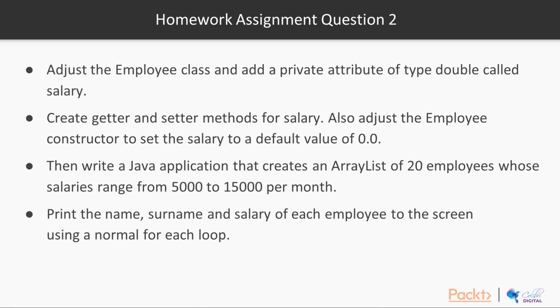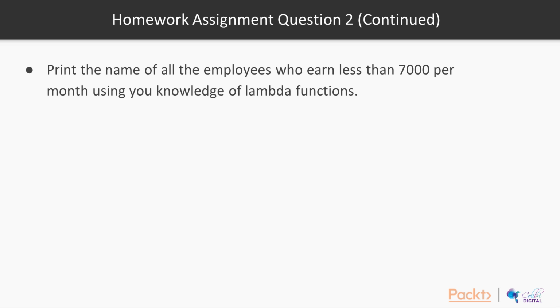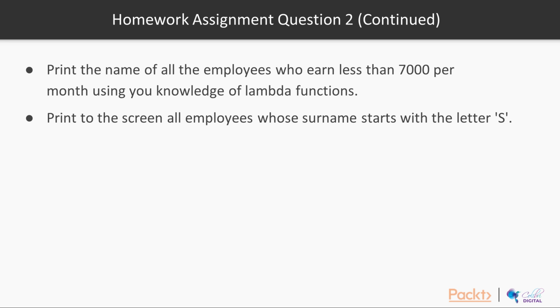Now I'm going to have a brief look at question 2. I wanted you to adjust that employee class that I'd asked you to look at earlier in the video. Then we were going to print out the surname and salary for each employee to the screen using a normal for each loop. We were then going to print the name of all the employees who earn less than 7,000 per month using Lambda functions. And we'll print to the screen all employees whose surname starts with the letter S. So let's go and have a look at this in code, and I'm going to be very brief.